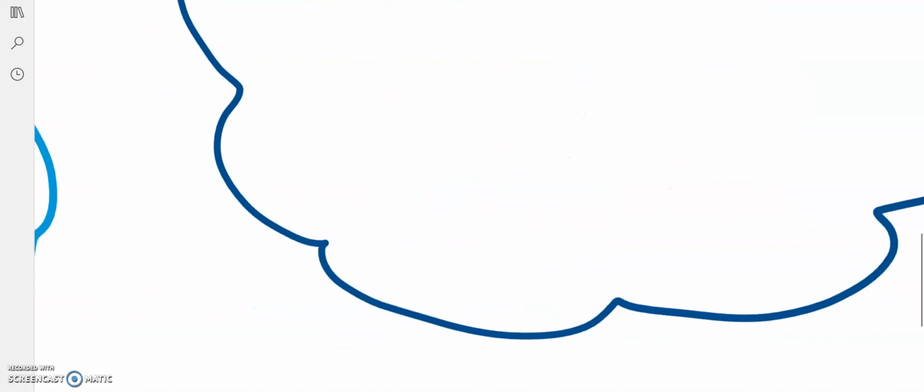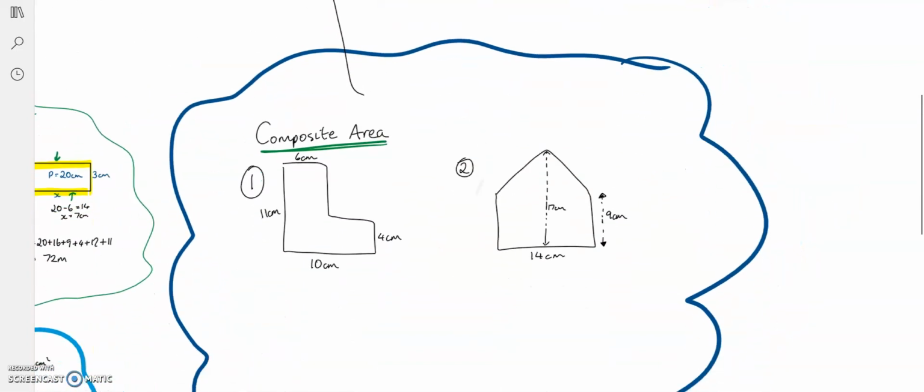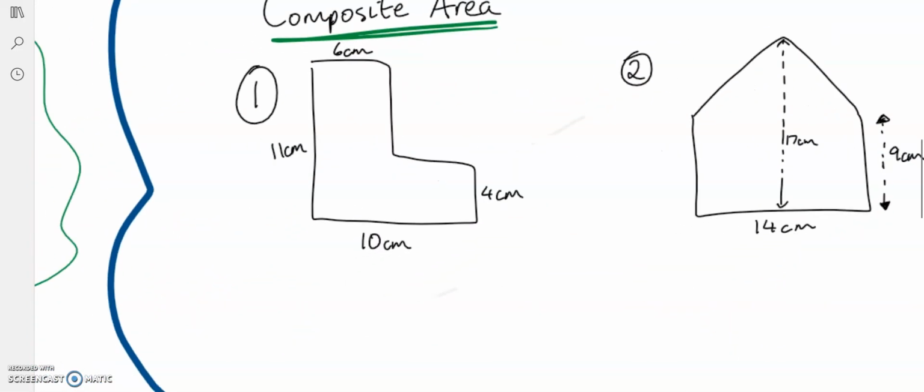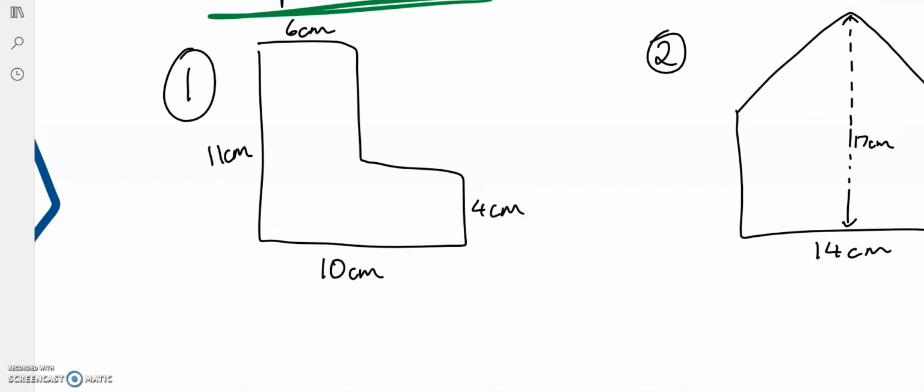The last thing we're going to have a look at is composite area. That's when shapes are made up of different sections. So here, we don't know the name of this shape. In order for us to work out the area of it, we'll need to split it up into smaller chunks and then add those chunks together. How we do that is kind of up to you.